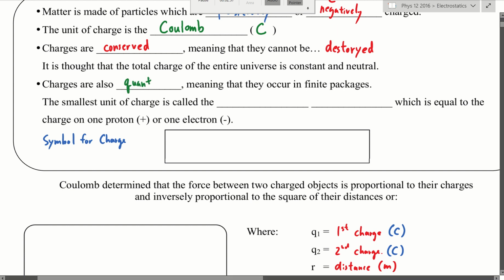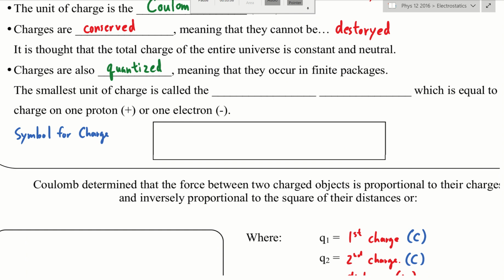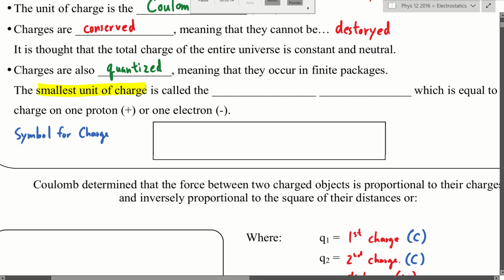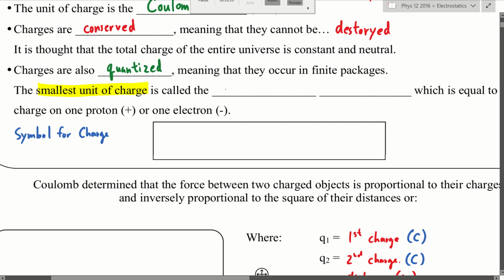So, now, another thing is charges are also quantized. Now, that's a new word. What does that mean when I say something is quantized? That means they occur in finite packages. So there is a smallest unit of charge. So the smallest unit of charge that you can ever find is the charge that is actually on a proton or on an electron. Now that is called elementary charge.